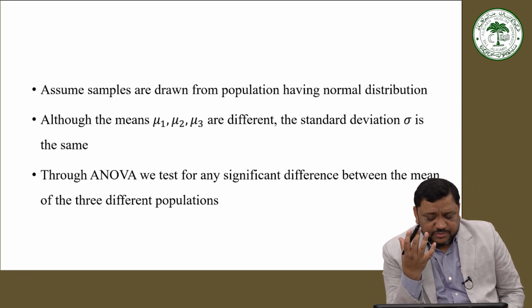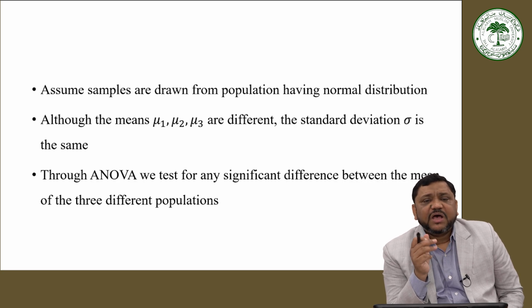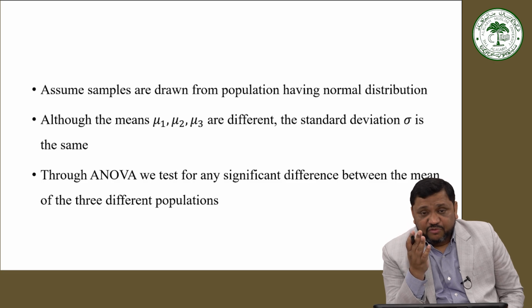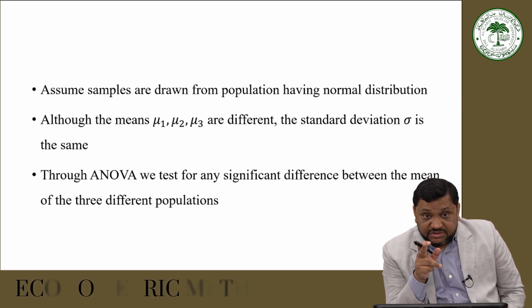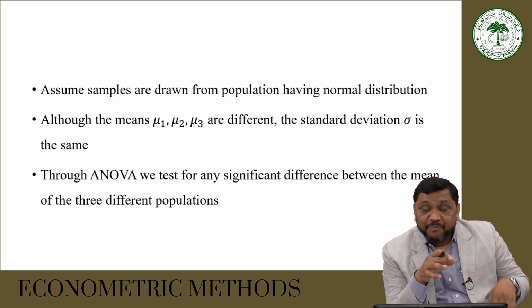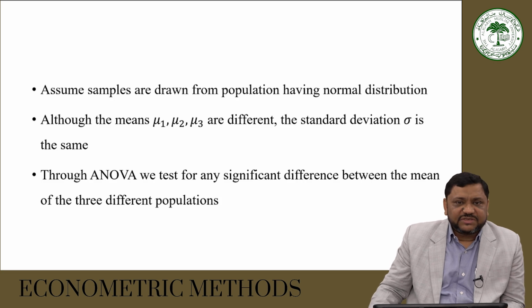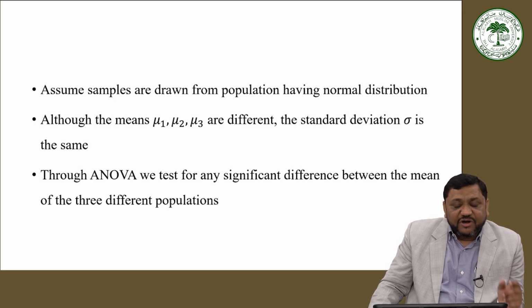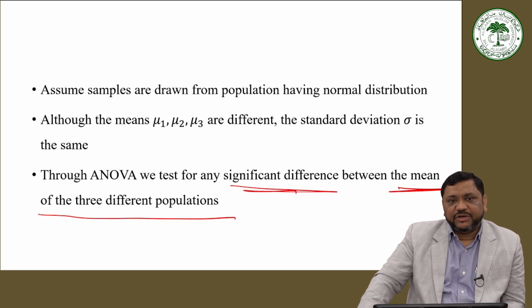What we have basically assumed, according to the null hypothesis which we formulate, is that these samples, y1, y2 and y3, are drawn from a normal population. Since Anova is a parametric test, we need to check the normality of the data before doing Anova. Although the mean for the first series mu1, the second series mu2, and the third series may be different, because of this normality the standard deviation would be the same. And in Anova, we test for any significant difference between the means of the 3 different populations.